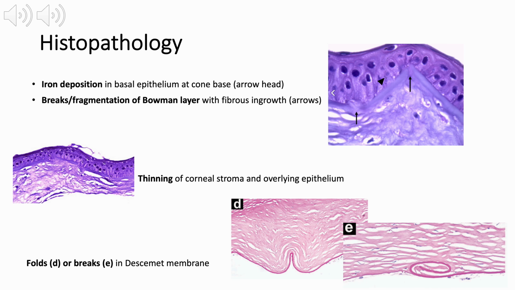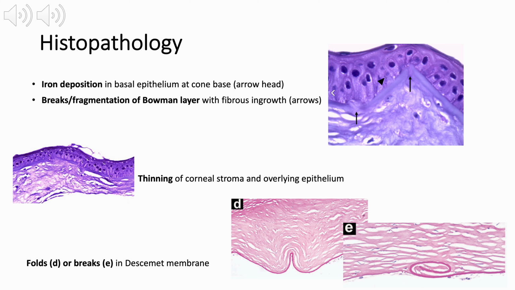Now let's take a closer look at the histopathology of keratoconus. One of the hallmark findings is iron deposition in the basal epithelium at the base of the cone. This creates the Fleischer ring, seen clinically, and is indicated in the top right figure, marked by the arrowhead. In the same picture, breaks and fragmentation of Bowman's layer can be noted, often with fibrous tissue ingrowth filling those defects. This structural weakening contributes to corneal thinning and protrusion, and the black arrows demonstrate these areas of disruption.